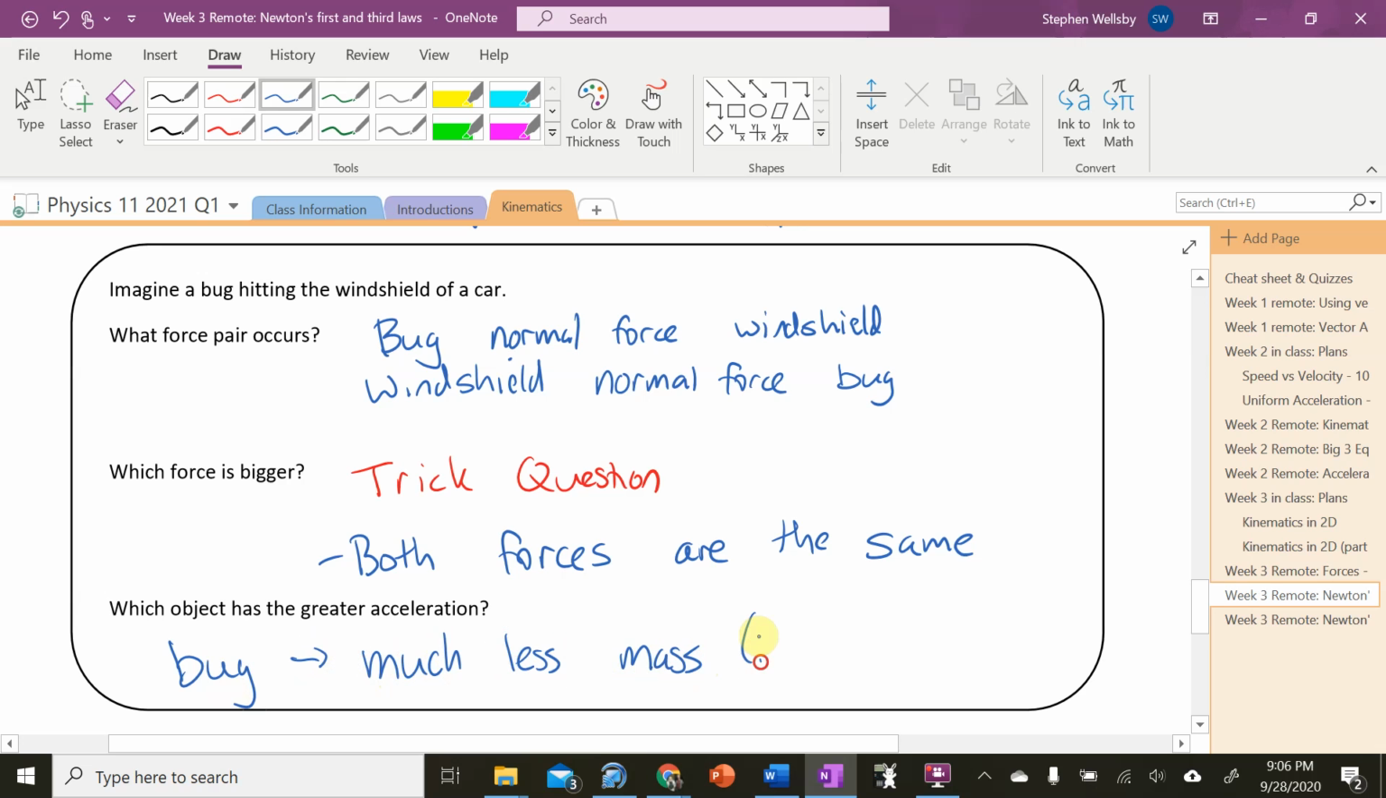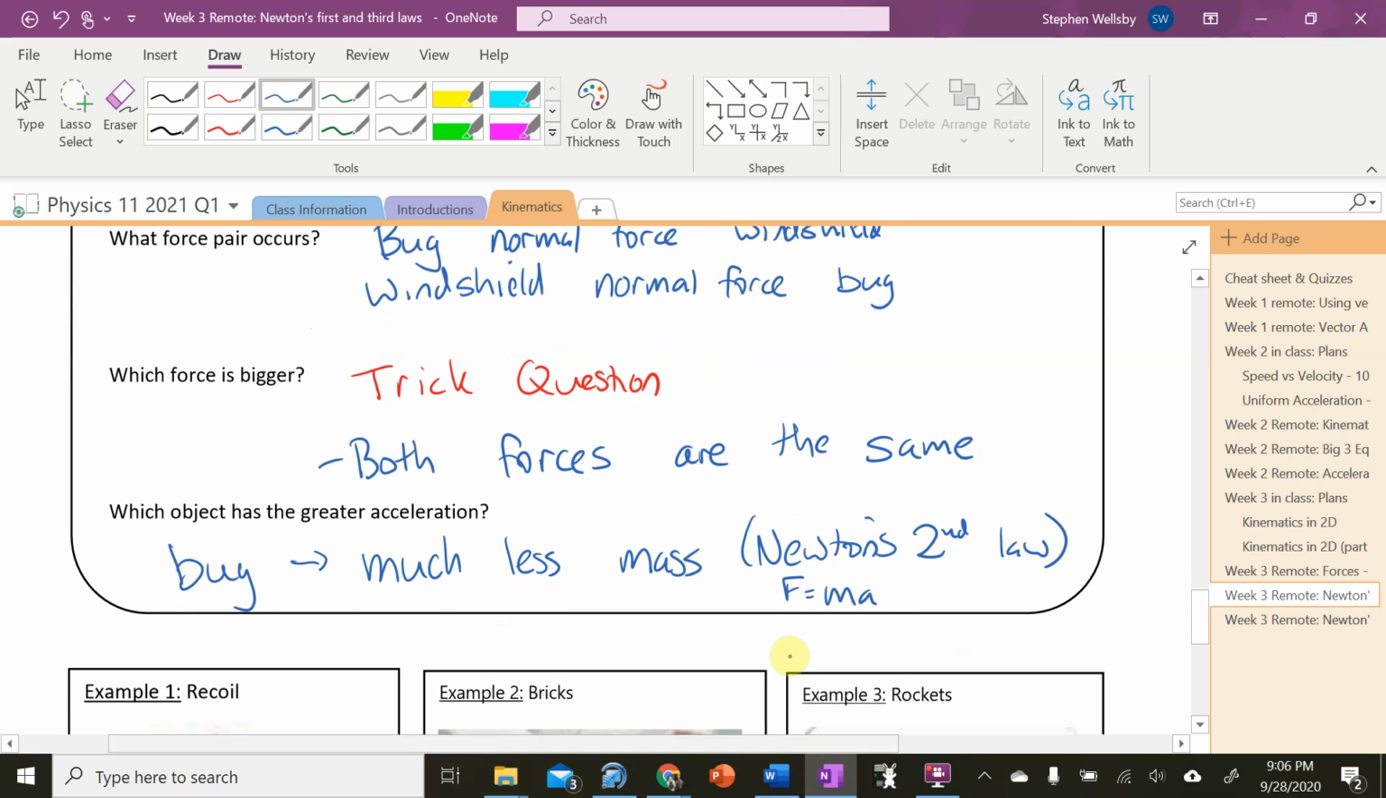So this actually is an example of using Newton's second law. This is the law of F equals ma, and we can see here that the force is going to be equal for both. So in both cases, the force will be the same amount, whatever that amount happens to be. But for the bug, the mass will be much, much smaller, and therefore the acceleration will have to be much, much bigger in order to balance that out. So if the mass is 100 times smaller, then the acceleration would have to be 100 times bigger in order for it to equal the same amount of force.